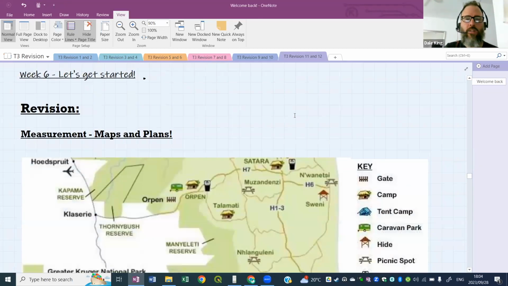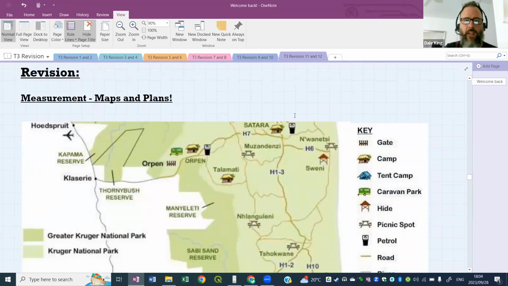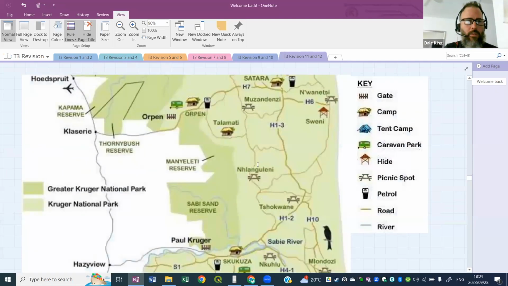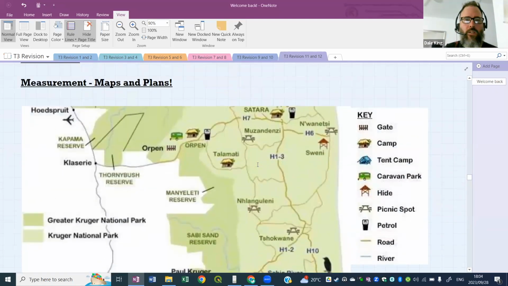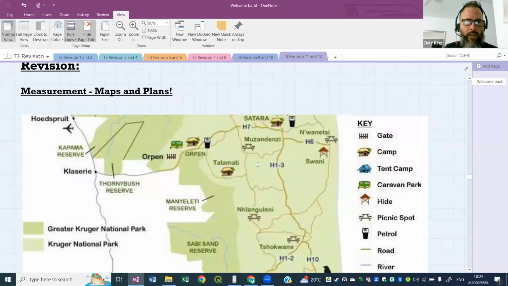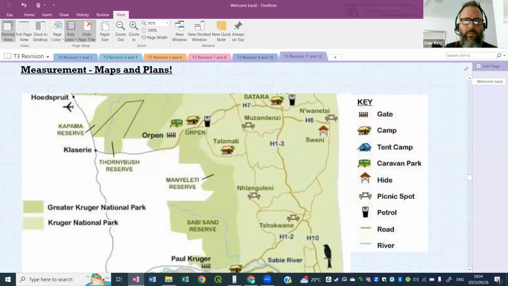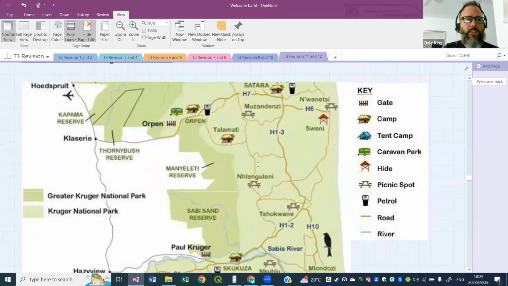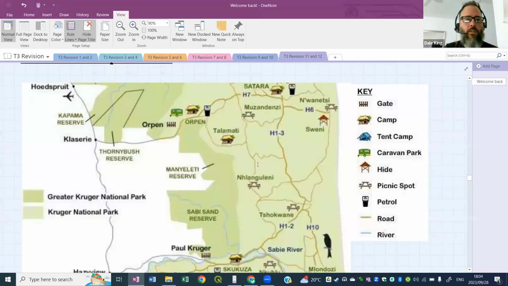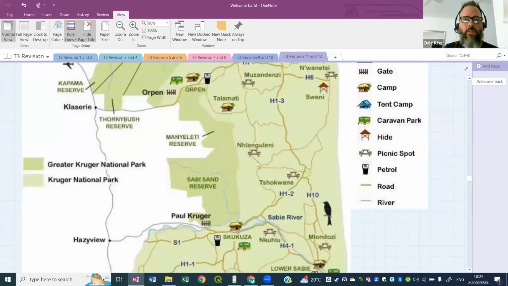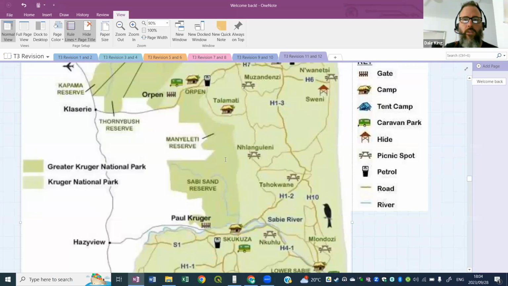Let's get started. So we're doing maps and plans. The quality of this is not the best, but we can kind of see what's going on. You should have seen what it was like in the paper. It's black and white and blurry, but I found this off the internet. This is a map of the Kruger National Park, well, part of the Kruger National Park. And the questions that we have are going to be based off this map.